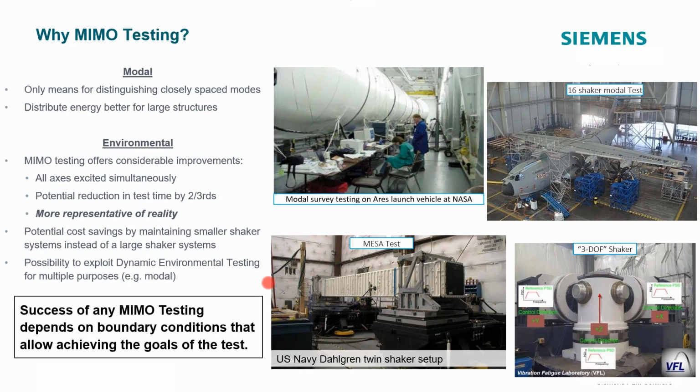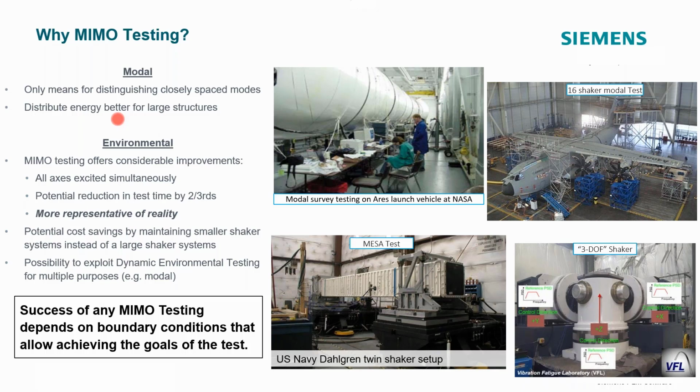Now we get into the whys of the MIMO testing, and you can see some examples of very large structures over here. For modal especially, you need to have multiple inputs, and one of the main reasons for that is that in modal testing, it's the only means for distinguishing between closely spaced modes. So you have to have independent, uncorrelated sources going into the system. And that's the only way that you can actually distinguish closely spaced modes in frequency. And you use a multi-degree of freedom parameter estimation in modal analysis.